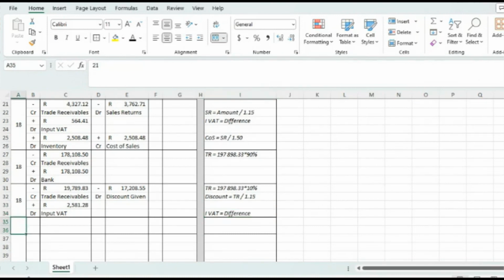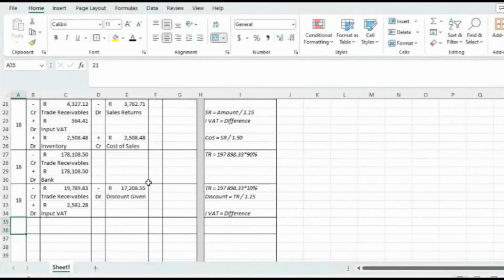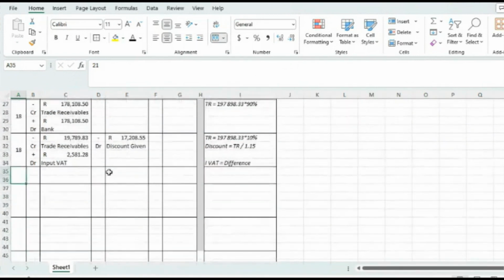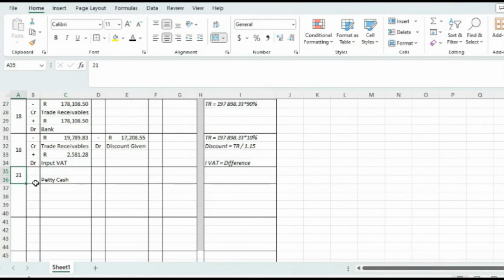Okay, next thing that's happening is on the 21st, J. Smith took cash from the safe. Now remember, when he gave cash there at the top, we said it was simply bank and capital. So now he's taking, so it will simply be drawing and something else. But I think it will be petty cash because he is taking it from the safe. He is not taking it from the bank. That's happening on the 21st.